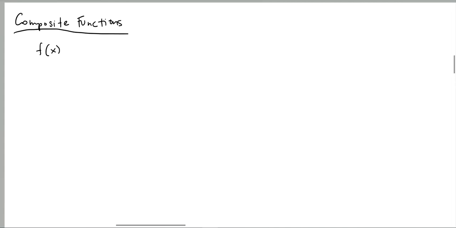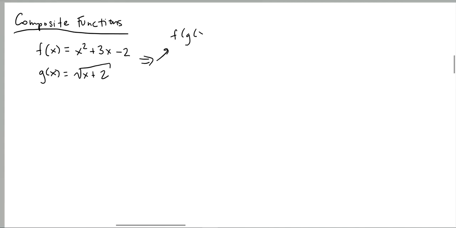Let's say we're given the function f of x equals x squared plus 3x minus 2, and the function g of x is equal to the square root of x plus 2. To compose these functions, you can do it in one of two ways. You can either have f of g of x, or g of f of x. Whatever the inside function is, f of x or g of x, you want to substitute that inner function into the x value of your outer function, in this case g, in this case f.